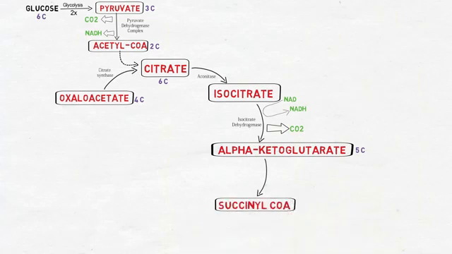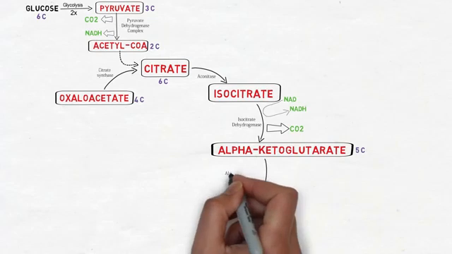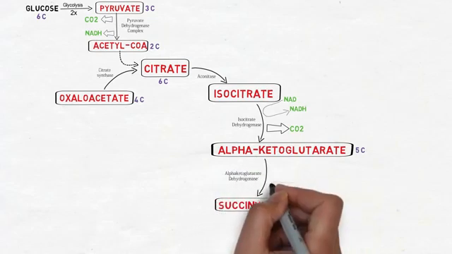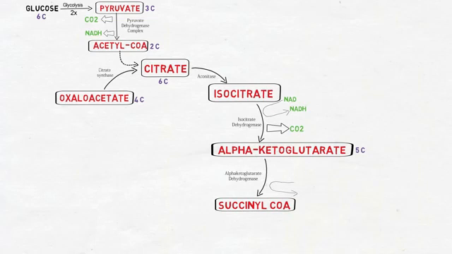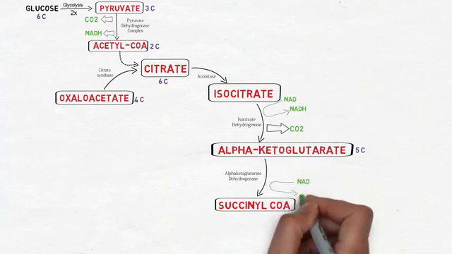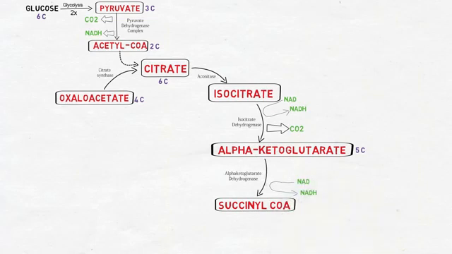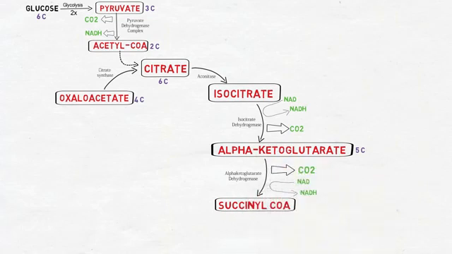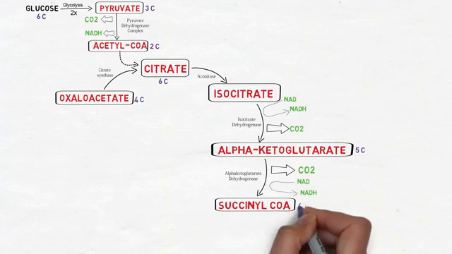Next, the alpha-ketoglutarate is converted into succinyl-CoA by the enzyme alpha-ketoglutarate dehydrogenase. And in this reaction also, a molecule of NAD is reduced to NADH. And a molecule of carbon dioxide is released. Hence, the succinyl-CoA is a 4-carbon compound.